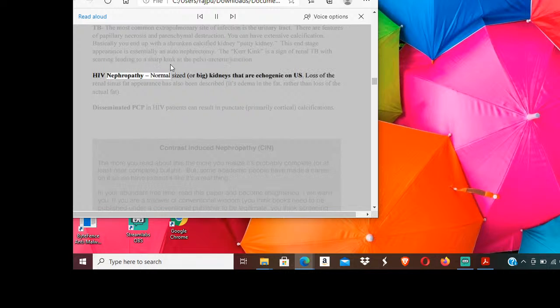HIV nephropathy: normal-sized, or big, kidneys that are echogenic on US. Loss of the renal sinus fat appearance has also been described. It's edema in the fat, rather than loss of the actual fat. Disseminated PCP in HIV patients can result in punctate, primarily cortical, calcifications.